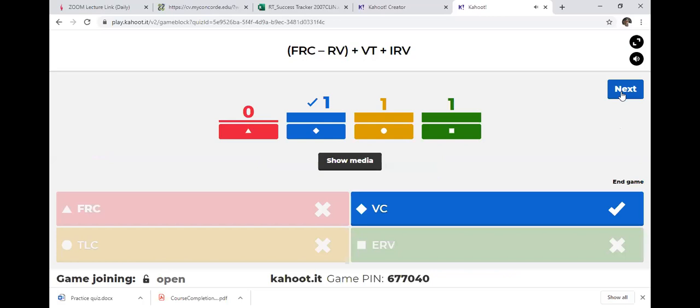Got 3 answers. Vital capacity. If I take FRC minus the RV, that leaves me with ERV plus VT plus IRV. That's your vital capacity. Everything that you can do, right? So we have FRC, which is RV plus ERV. If I take away the RV from the FRC, I'm left with the ERV. So ERV plus the tidal volume plus the IRV is everything that you can do, which is your vital capacity. VC. Good job.